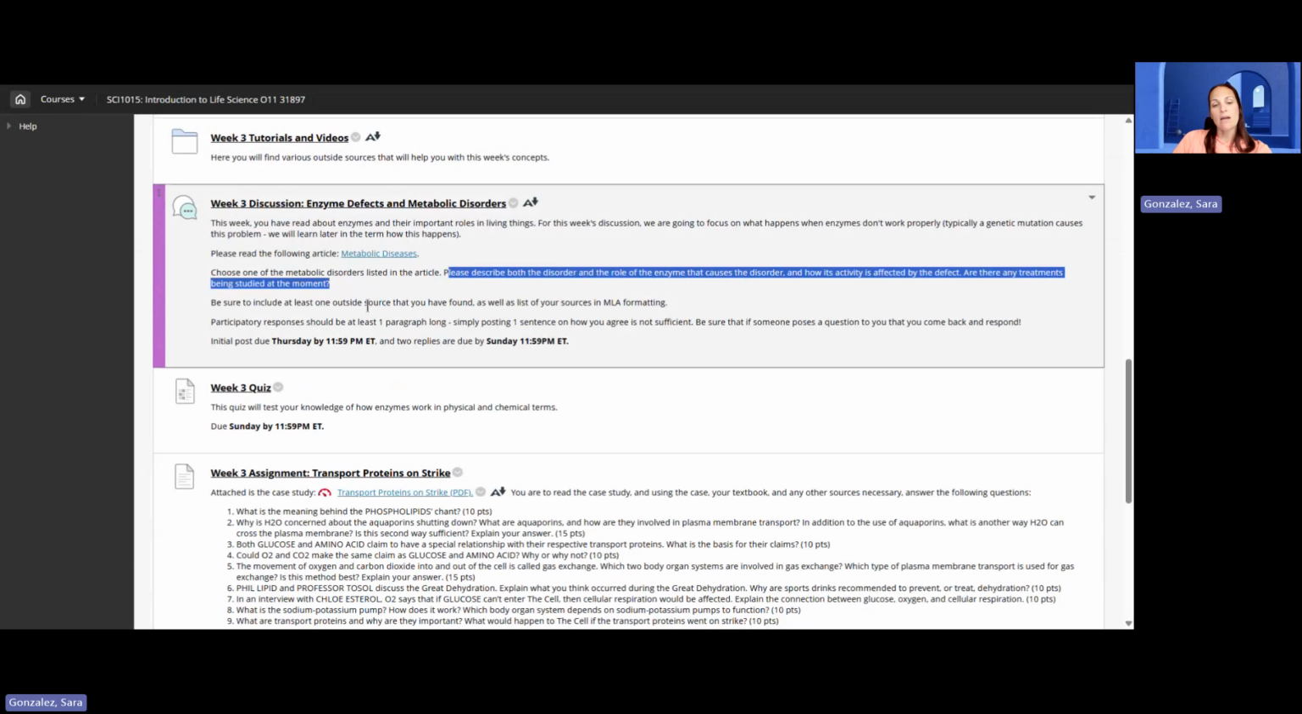Be sure to include at least one outside source, as well as any other sources that you list in MLA format. You can use MLA or APA. I'm pretty flexible for either one.